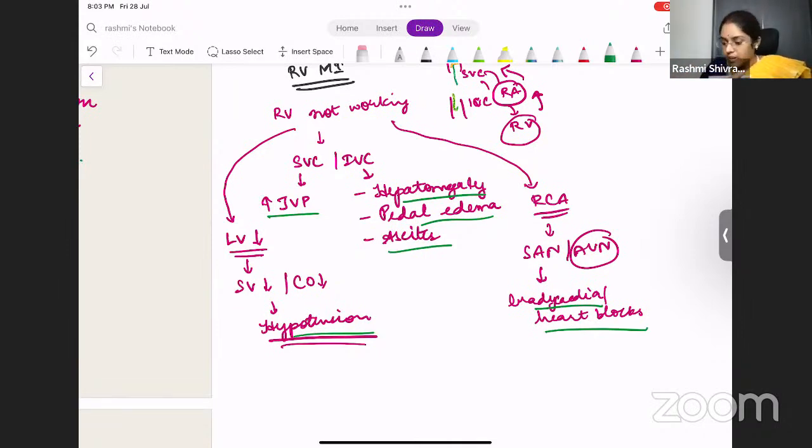Yeah. Dr. X is asking for the ECG. Yeah, we shall discuss some ECGs in the end. So first, if you understand all this basic pathology, we can discuss all the ECGs in the end. I'm coming to that.